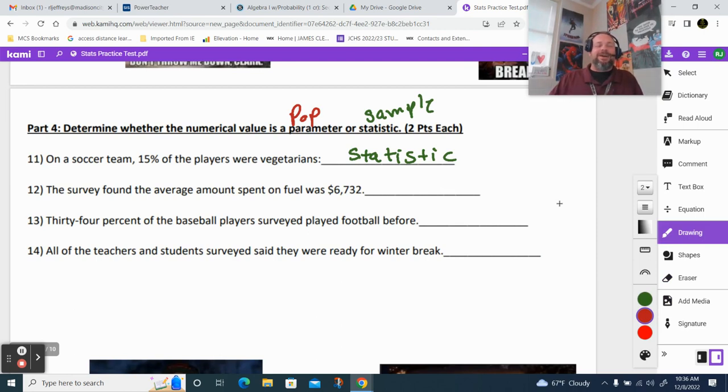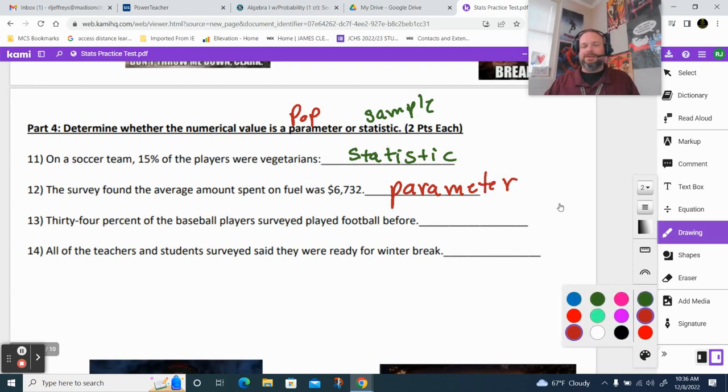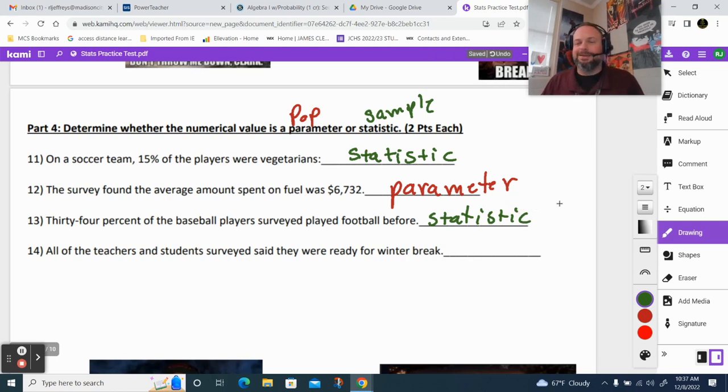So, a survey found the average amount spent on fuel was $6,732. This is talking about population, so this is a parameter. Okay. 34% of baseball players surveyed played football before. This is a statistic. Okay. And all of the teachers and students surveyed said that they were ready for winter break. Parameter.